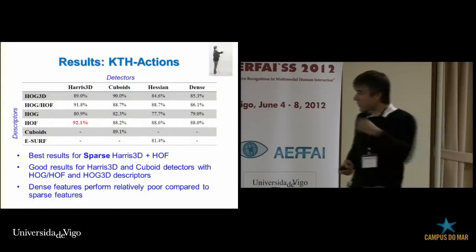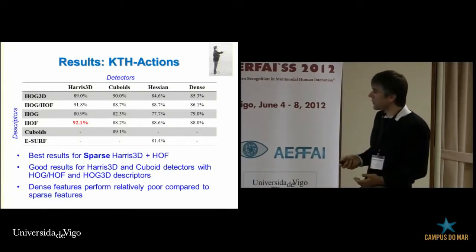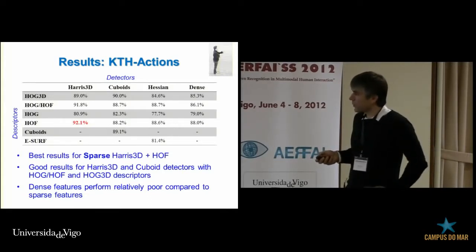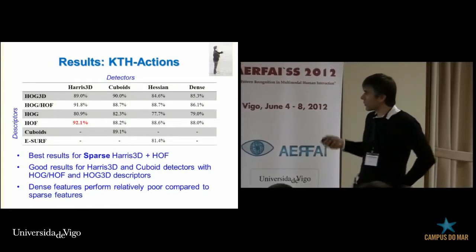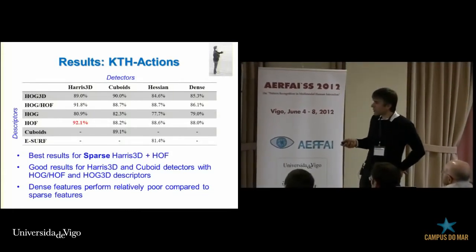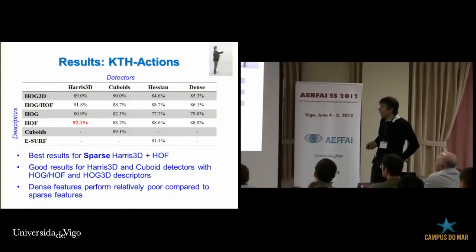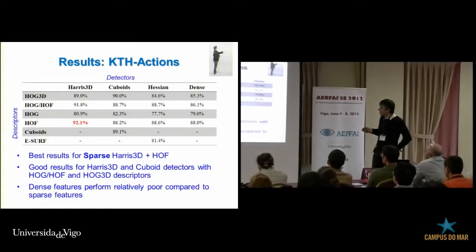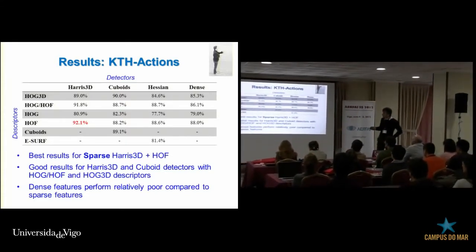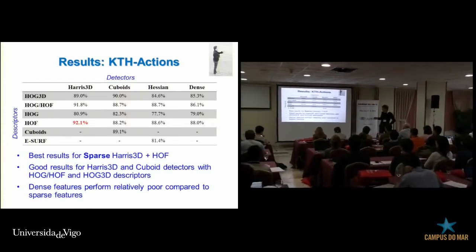So the results were interesting in a sense that, for the simple dataset, we observed that the dense detector didn't do very well. The sparse detectors were doing quite good, all of them. On the difference between descriptors, HOG has no motion, so using motion was definitely important.